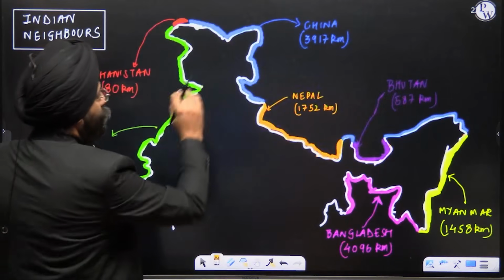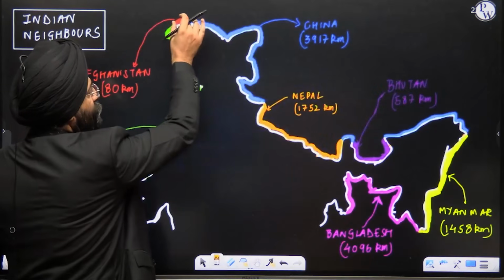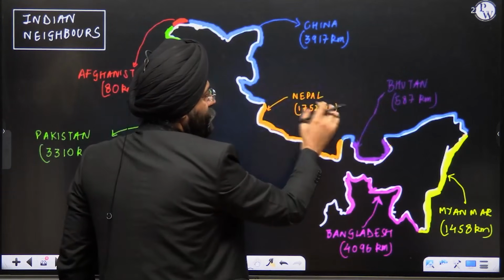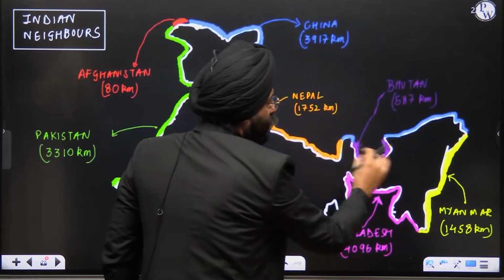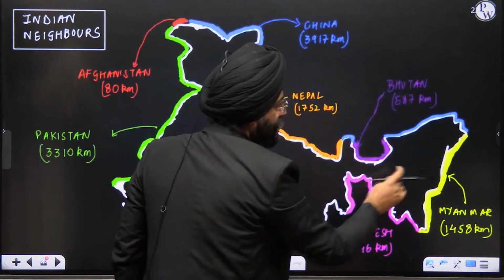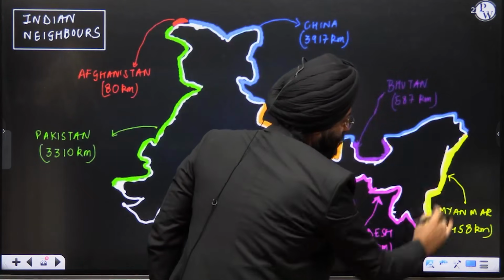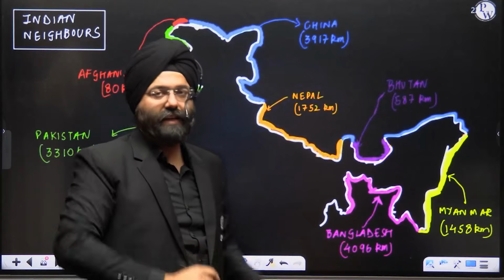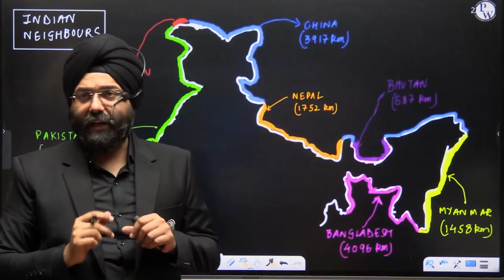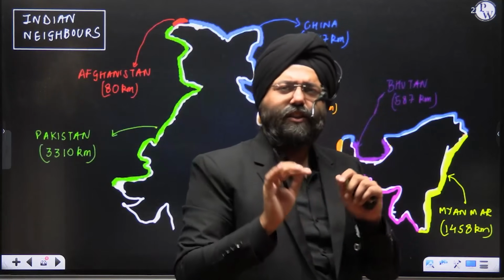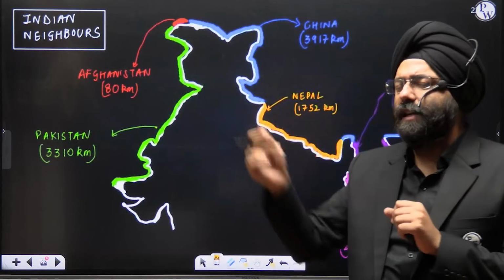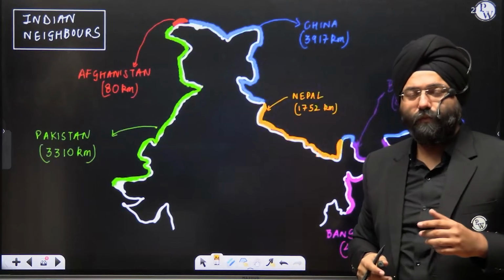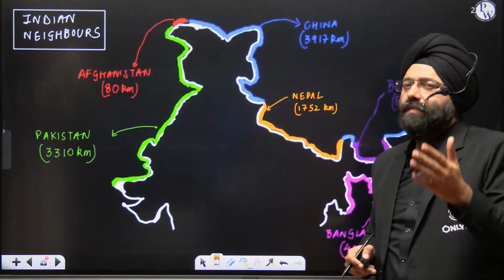See here. So we have Afghanistan, we have Pakistan, we have China, that is 3917, Nepal 1752 kilometers. Then you have Bhutan, that is 587 kilometers. Then you have Myanmar, that is 1458 kilometers, and then you have Bangladesh, 4096 kilometers. Now the question arises, this is very easy to tell, this is the length, that is the length, very easy to present also, I agree. But the question arises, how can we remember them?